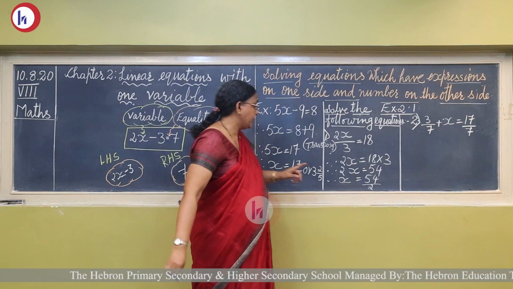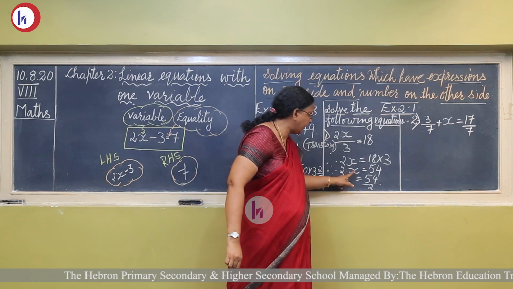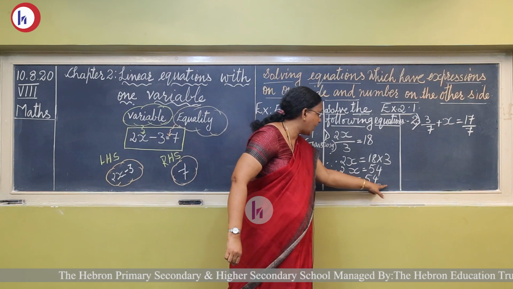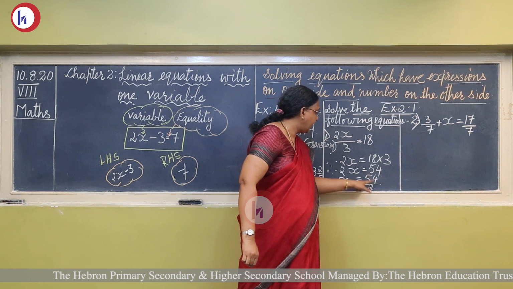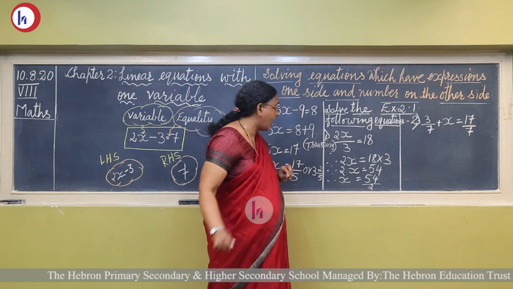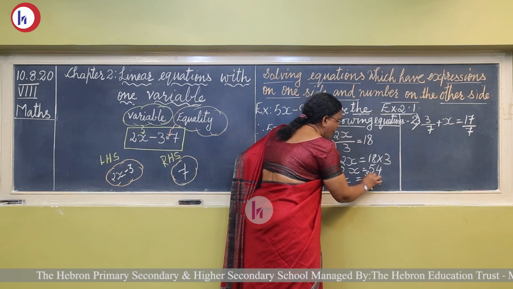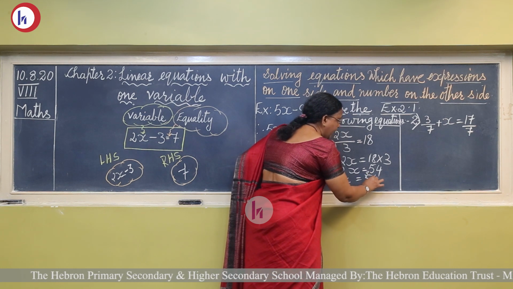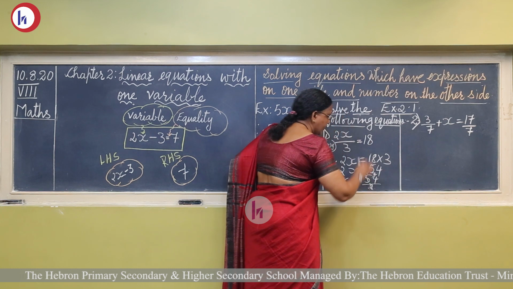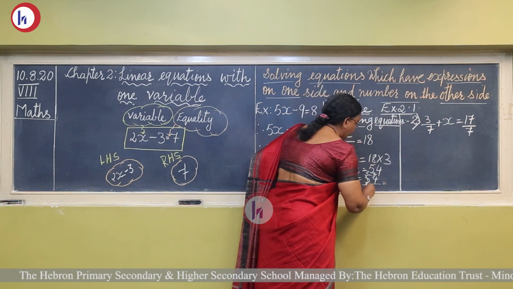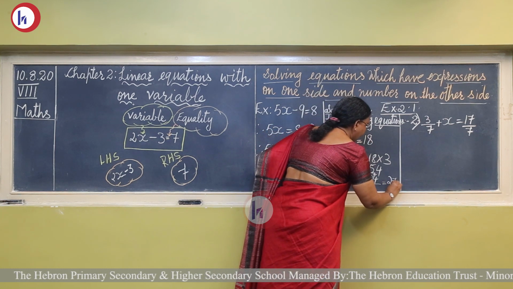Now again 2 is multiplied with the x. When it goes to the other side of the equal sign, it will become division. Now we can cancel it. That is, 2 twos are 4, 1 carry, 14, 7 twos are 14. So we get x is equal to 27.